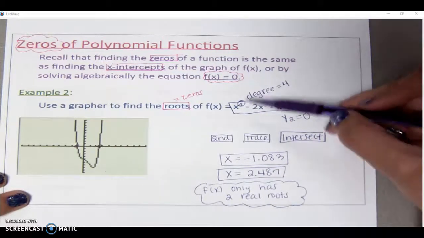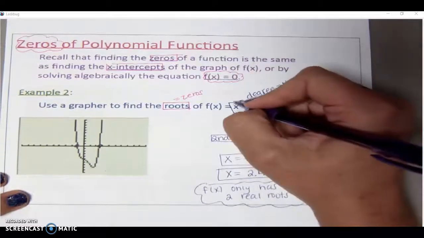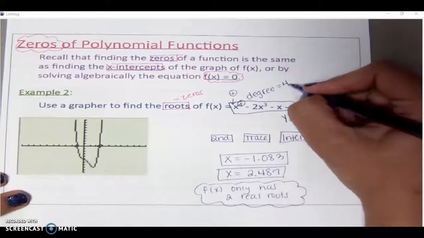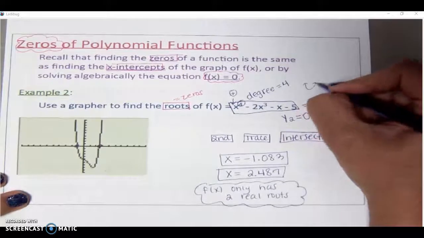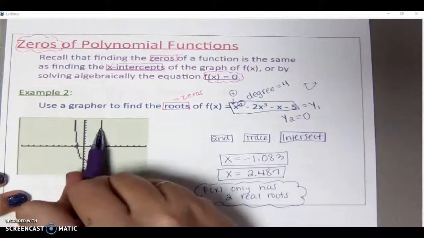Also, I just want to note, since the degree is 4 and this is a positive leading coefficient, if it's even and positive, the end behaviors would both be going up, and they do that on our graph here.